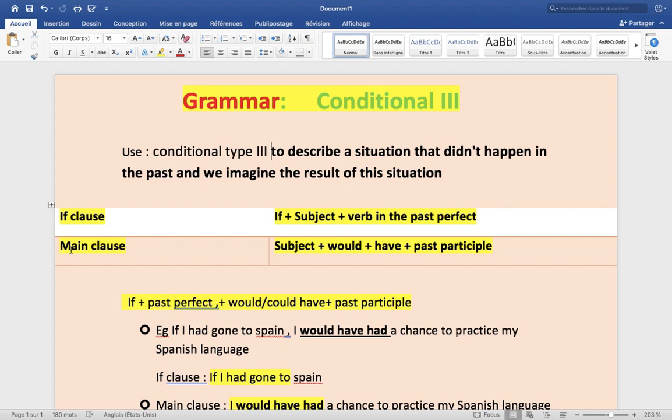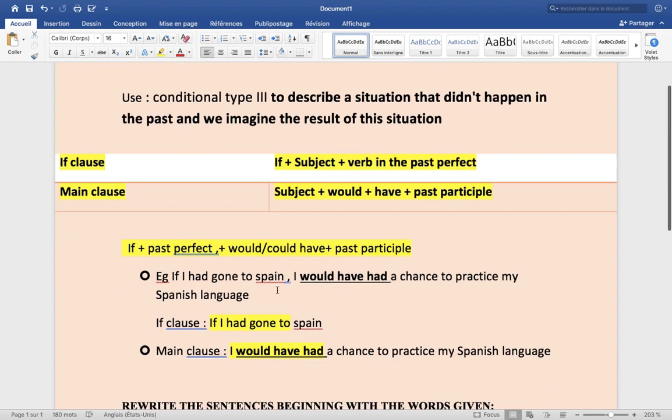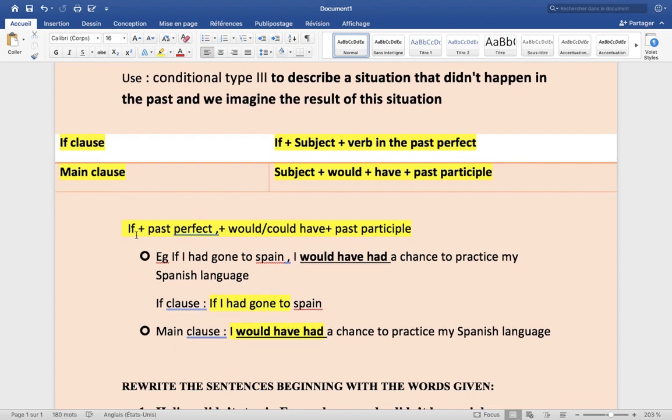In the main clause, we have the subject plus would have plus the past participle. So the rule of conditional type 3 is: if plus the past perfect, plus would have or could have plus the past participle of the verb.